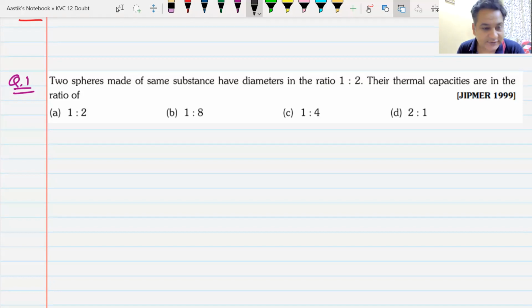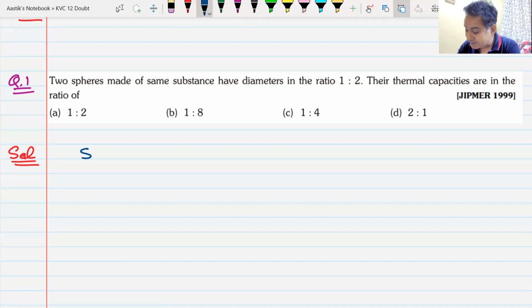How are we supposed to do this? Just tell me who got the answer B. Tell me, bacha, how are you supposed to do this? Sir, it's a ratio of volume, sir. How do you get the ratio of volume?